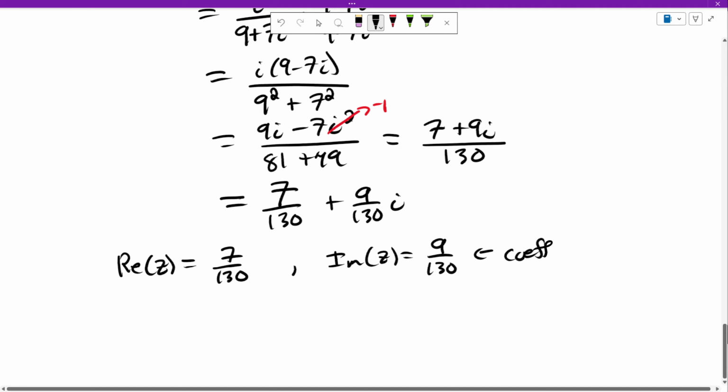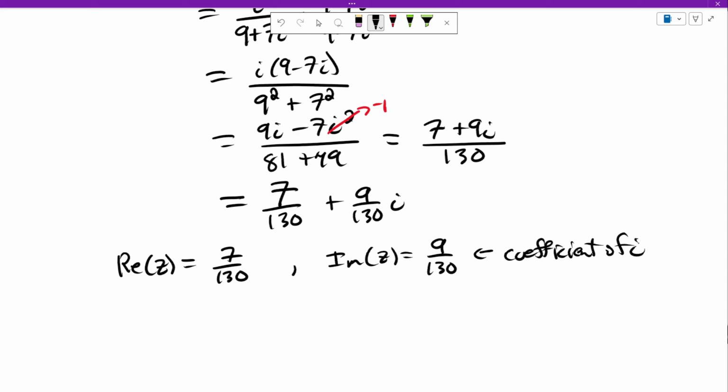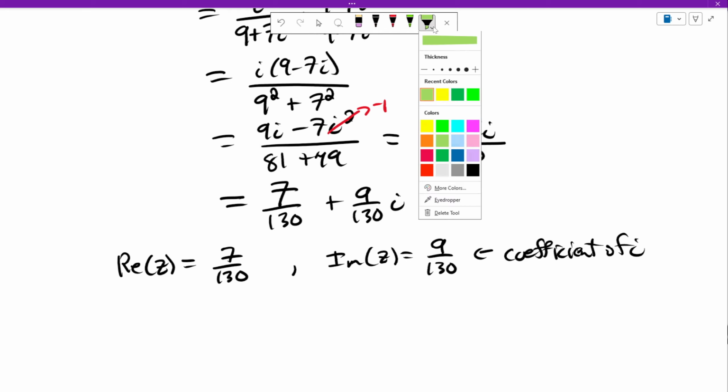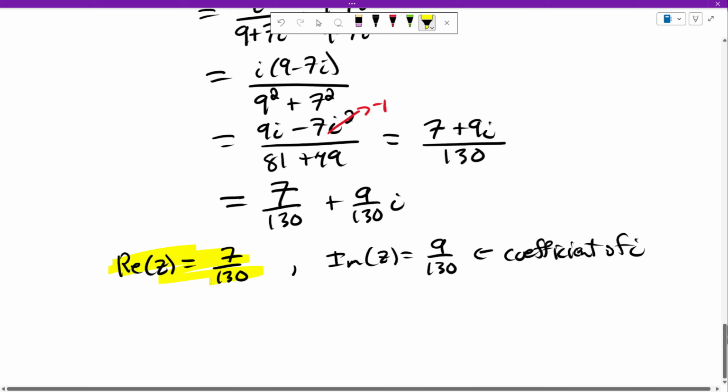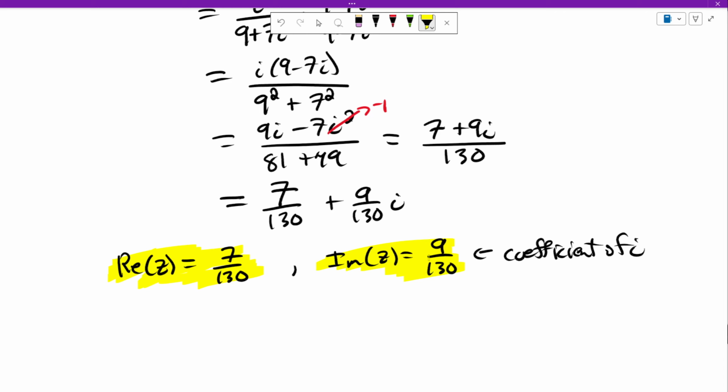Whenever you're computing the imaginary part, there should never, ever, ever be an i attached to it. It's just the number on i, the coefficient of i. So in particular, it is not 9 over 130i, so don't make that mistake. All right, so we've concluded here the real part is 7 over 130, and the imaginary part is 9 over 130. This is a little bit more of a complicated arithmetic problem, but we persevered.